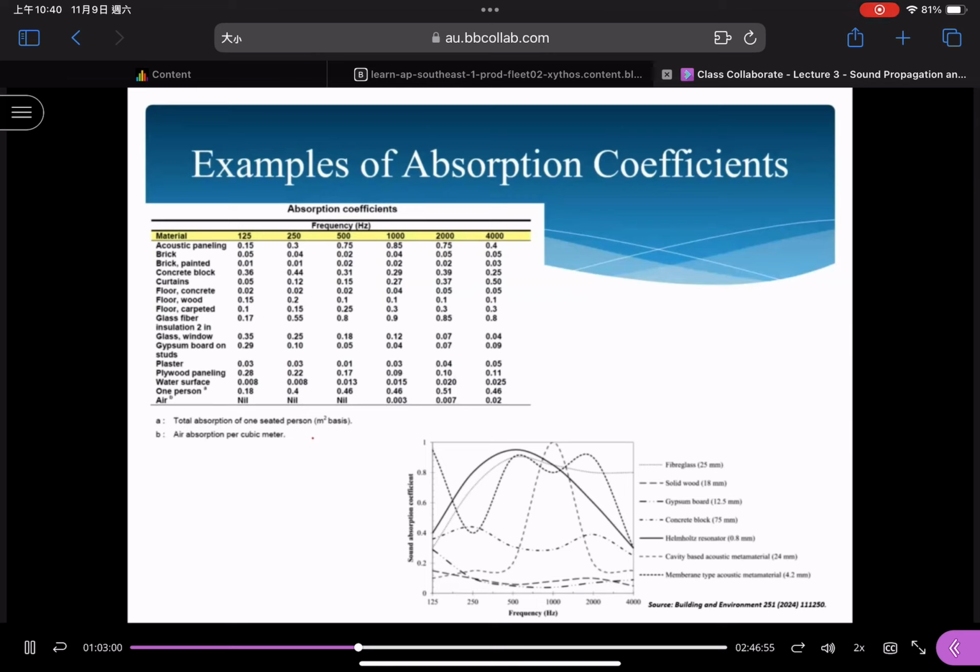Different frequencies have different performance. This is a figure I extracted from some reference. You can see the variations of absorption effects across the frequency values.